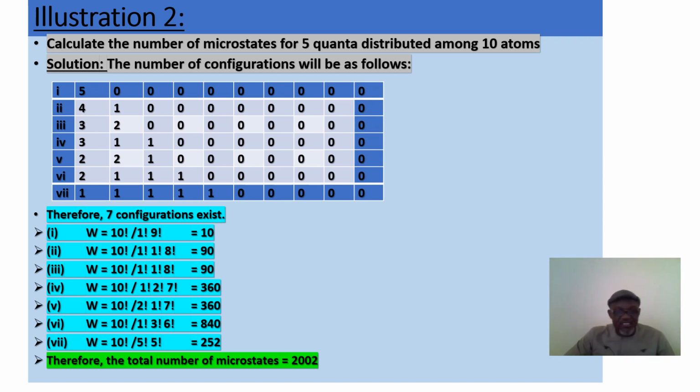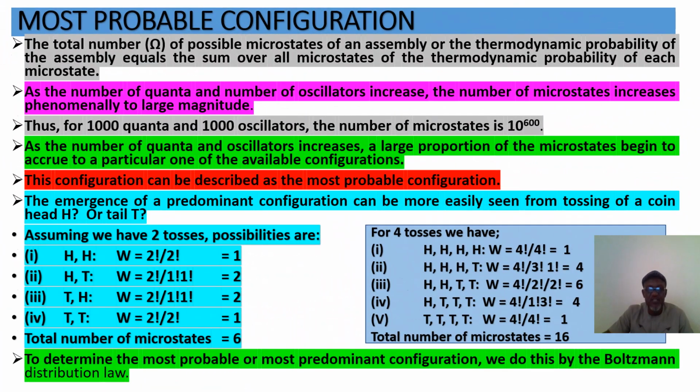Now when you carefully look at this, you see that there's one particular configuration that is having 840. You see, this configuration has 840, whereas the closest one is 360, 360. So one particular configuration is standing out. So as the number is increasing, one particular configuration stands out, as we'll shortly see. And that is what we call the most probable configuration. So in the last computation we did, that one with 840 can be described as the most probable configuration.